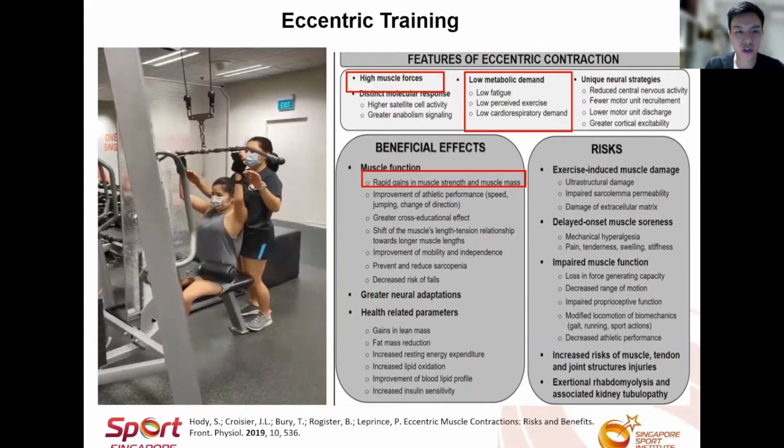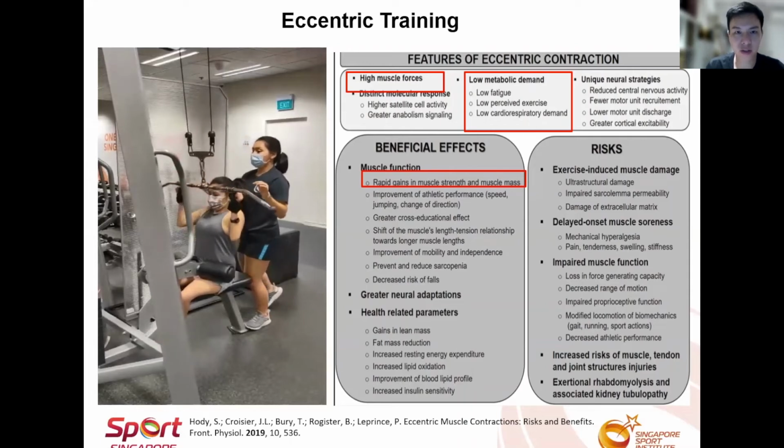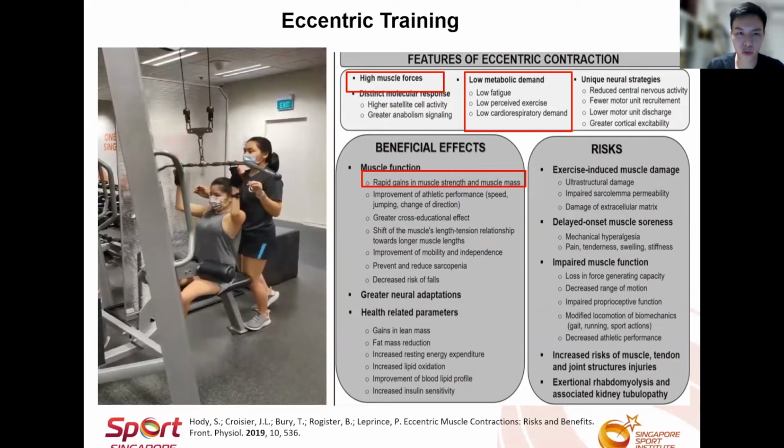So with eccentric training, one of the few benefits that is important for us is high muscle force, which is what we want to achieve, and a low metabolic demand, similar to isometric training itself, to help lower the fatigue that she feels. Typically with isometric training and eccentric training, it's not at the start of the season. We're looking at maybe the second or third month onwards already.